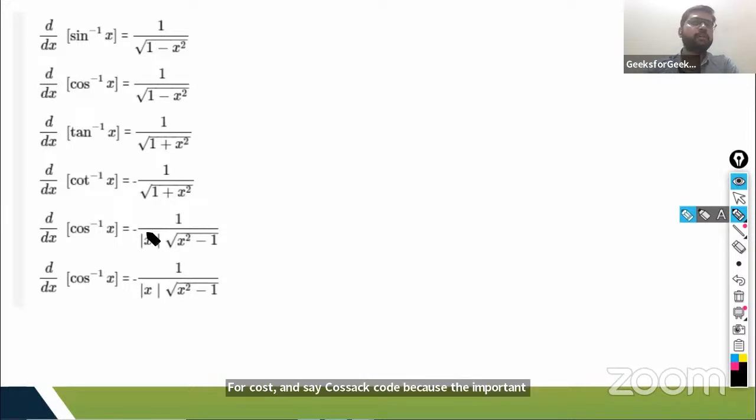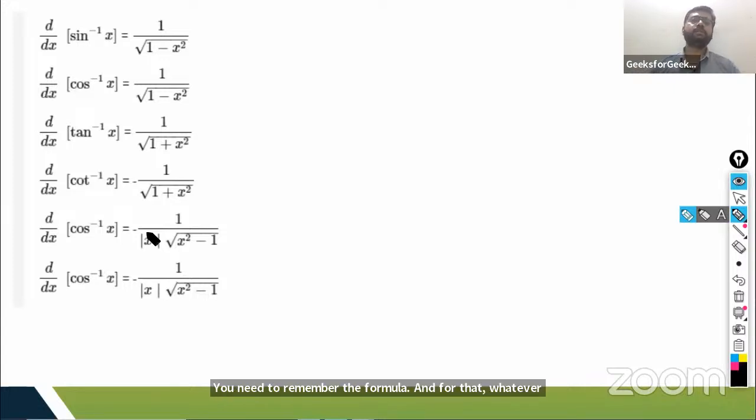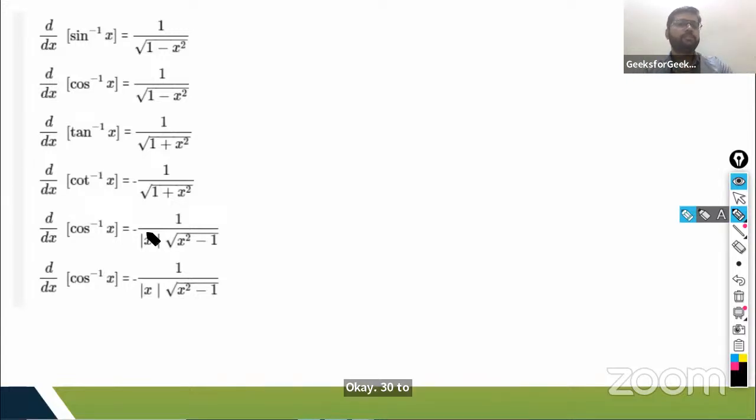The important thing in this question is the formula part. I believe most of you will not remember the formulas till the end of February. So this is the main challenge. You need to remember the formulas, and whatever formulas I'm showing you, write them down. By the end of today's session, I will have mentioned more than 50 formulas, 30 to 40 by the end of the day. Yesterday I also mentioned 30 to 50 formulas.